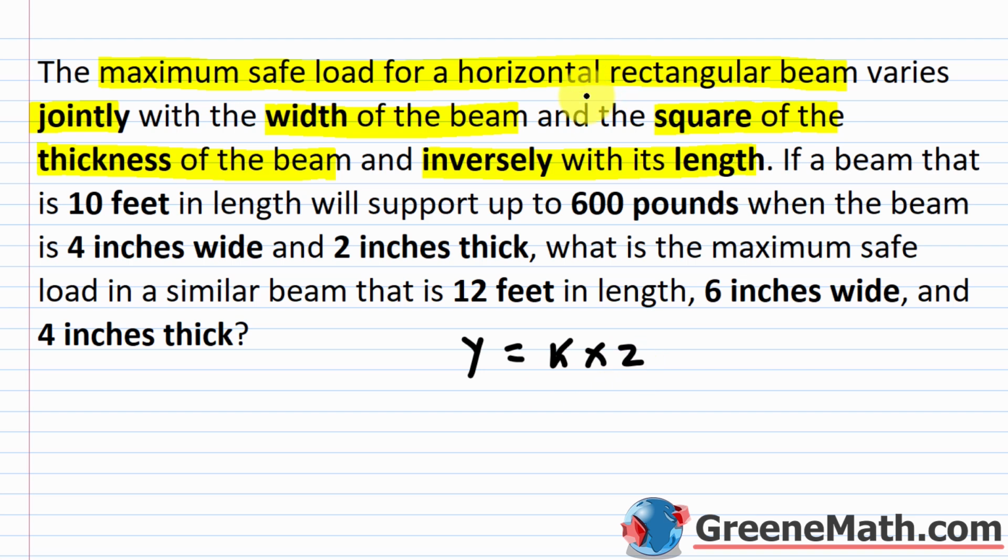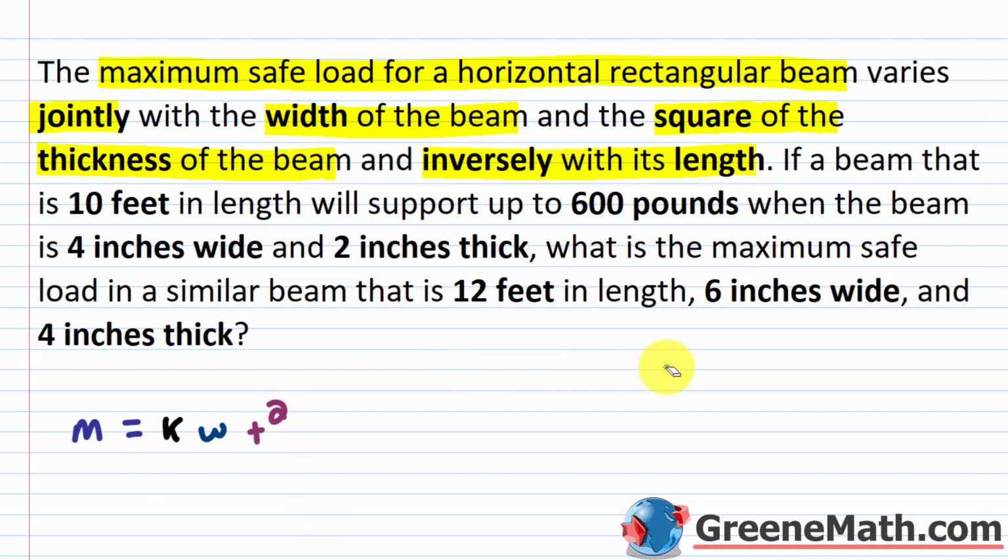So just like that. Following that format here, you can use, let's say, M for the maximum safe load. Again, use whatever letter you want. It doesn't matter. So I'm just going to put M. So that equals, if this varies jointly with the width of the beam and the square of the thickness of the beam, well, you're going to put your K here. That's the constant of variation. And then we're going to use a W for the width of that beam. And then let's use a T for the thickness of the beam. And this is the square of that. So let's go T squared. Okay, so that's the joint variation part.